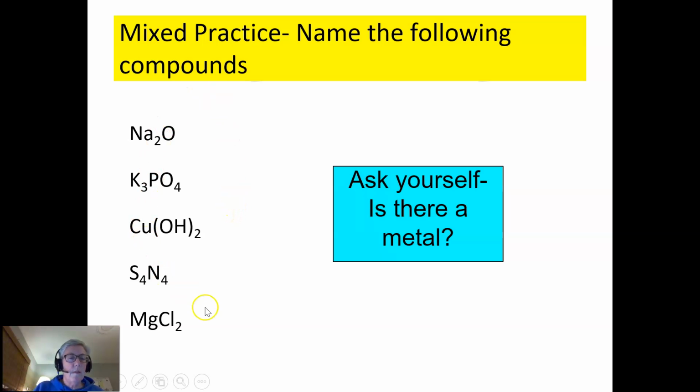All right, so why don't you try this? Pause the video. Give yourself time to think about these. Look at your periodic table. Look at that naming flowchart. Go back if you need to, and give it a shot and see how you do. I'm going to show the answers, so don't look at the answers until you've tried it.